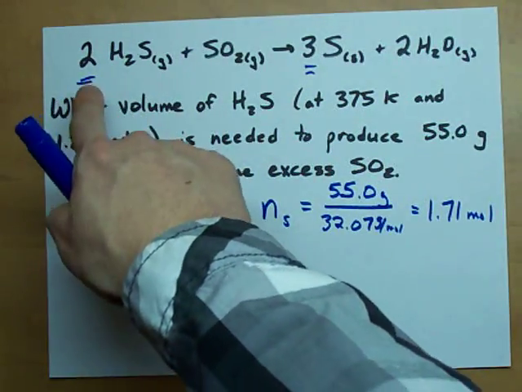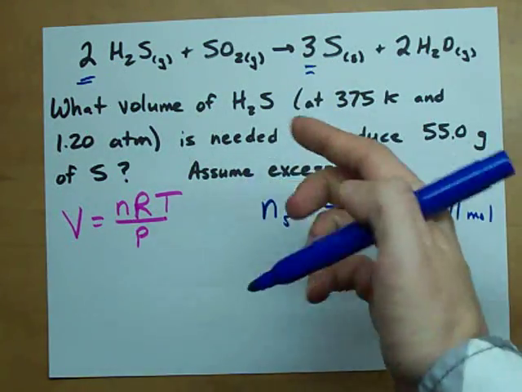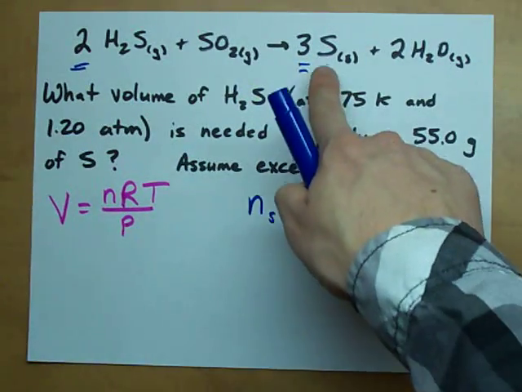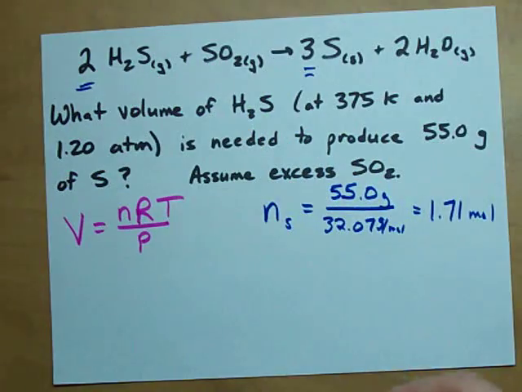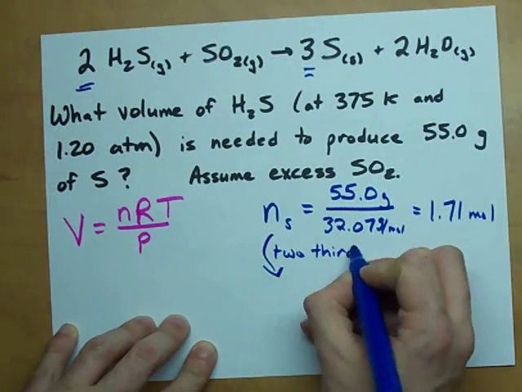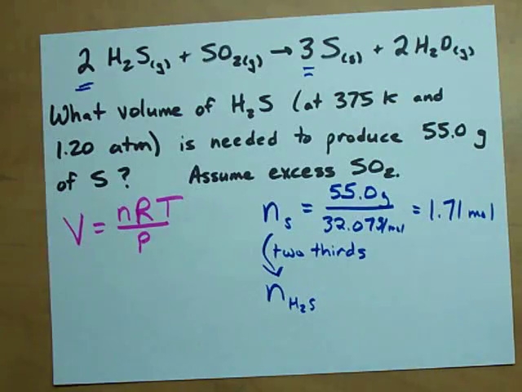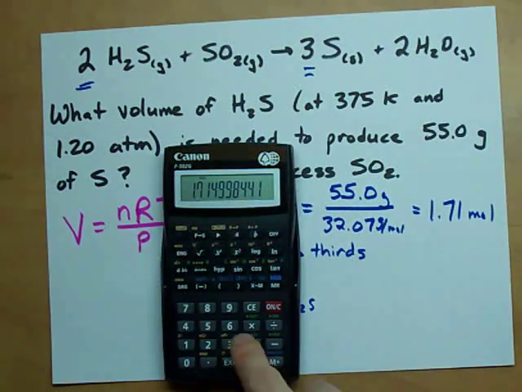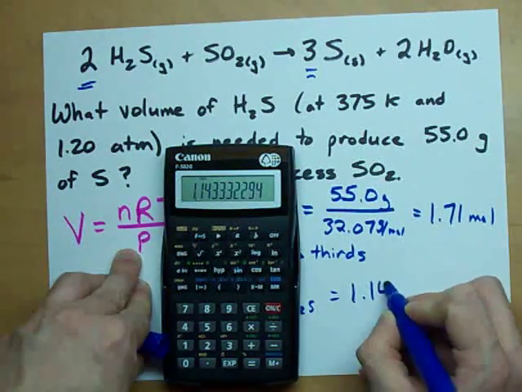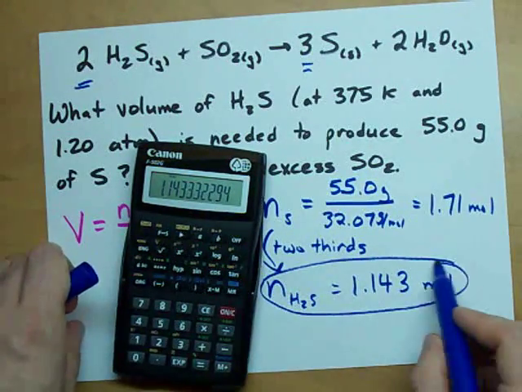I needed 2/3 as much H2S as I put in here. Another way to think about that is you could divide by 3, because it's the number of moles of sulfur, and then multiply by 2. I prefer to just think of it as I need 2/3 as much. So all I'm going to do is take my 1.71, multiply it by 2/3, and I get 1.143 moles. That's the number of moles of H2S that I need.